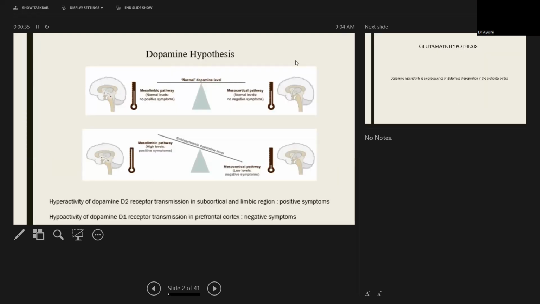First is the dopamine hypothesis, which says that if there is hyperactivity of dopamine D2 receptor transmission in the subcortical limbic region, that is in the mesolimbic pathway, that will lead to positive symptoms. And if there is hypoactivity of dopamine D1 receptor in the prefrontal cortex, that is the mesocortical pathway, that will lead to the negative symptoms.